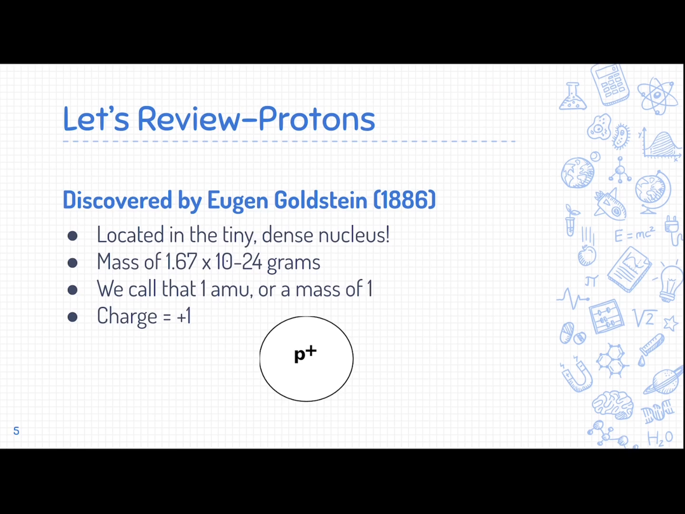Next, we have protons. These were discovered by Goldstein in 1886. Again, located in the nucleus, super tiny. It's about 1 AMU, or a mass of 1. Its charge is positive, so we say it's a +1 charge.